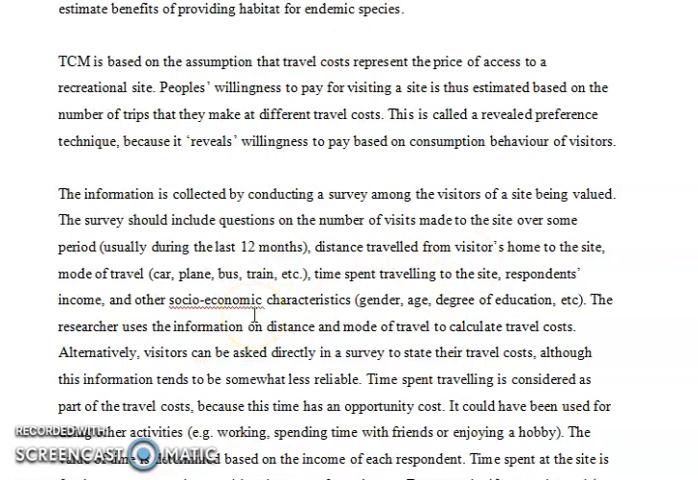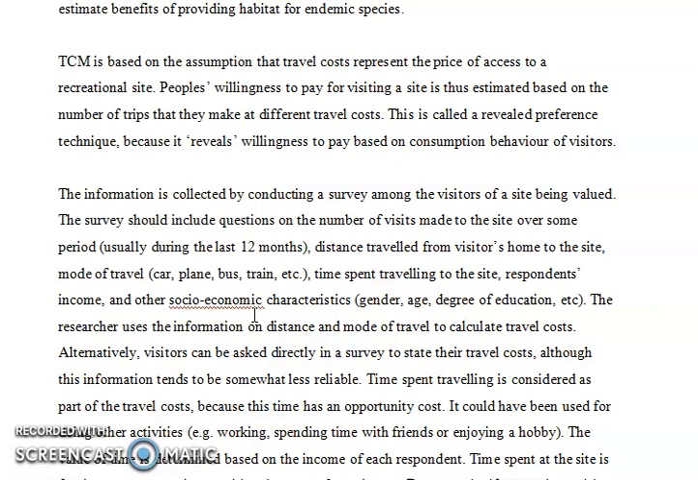The survey should include questions on the number of visits made to the site over some period. The survey includes a number of questions based on the recreational site and how many times they visited that particular place in the last 12 months. It also asks about distance traveled from the visitor's home to the site, mode of travel, time spent traveling to the site, respondent's income, and other socio-economic characteristics. The researcher uses the information on distance and mode of travel to calculate the travel cost.